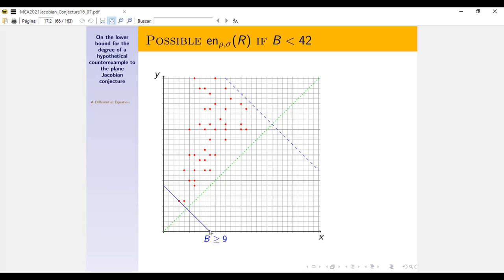So this proves that B is the minimum of the greatest common divisor of the degrees of P and Q, or P and Q give a counterexample. So the fact that we only find these points already proves that B is greater or equal to 9. Okay, so this is the first step, and we are just working with polynomials in X and J.